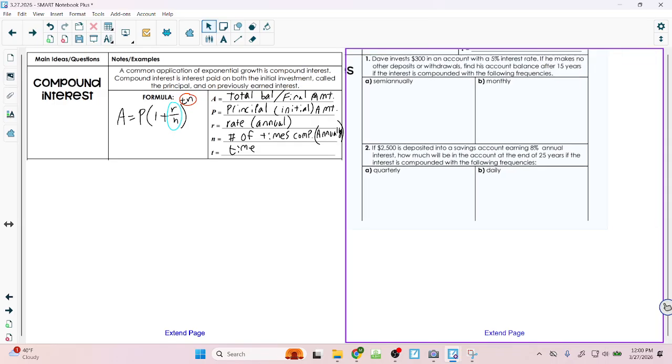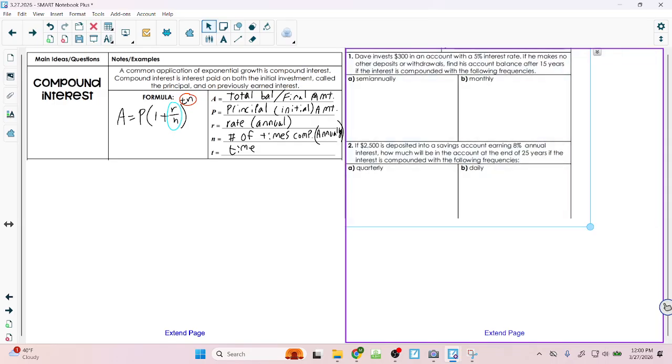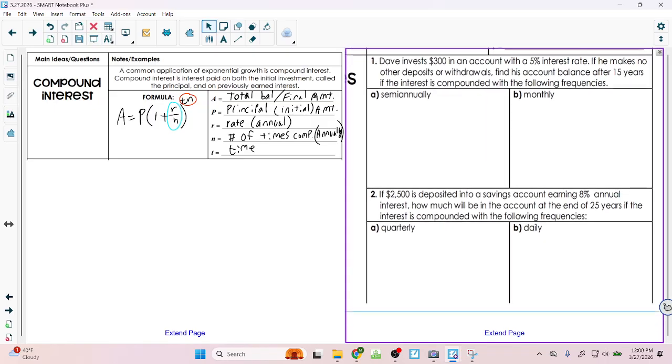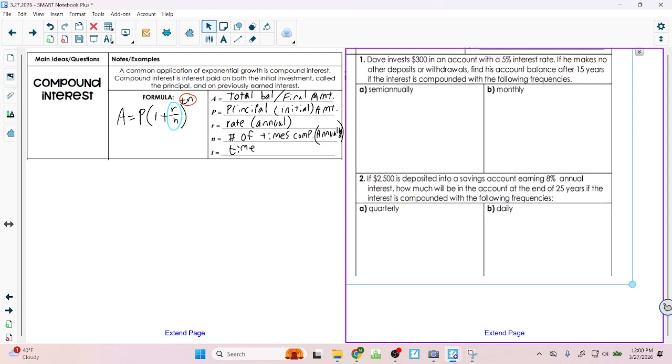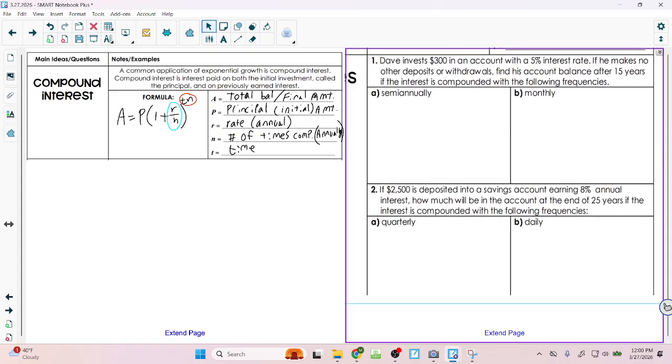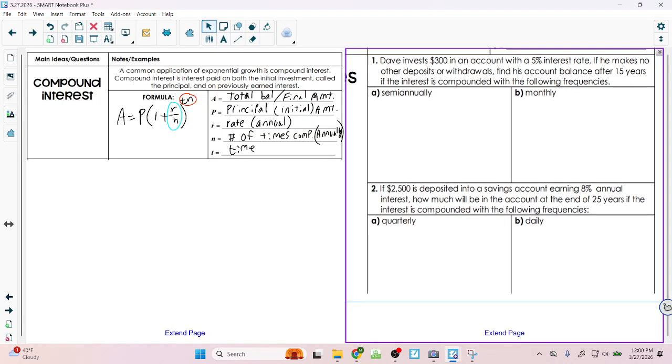Let's talk about Dave. He's investing in an account that has a 5% interest rate. Semi-annually, we're going to have this 5% interest rate. So let's just start it off. The amount of this is going to be $300, right? And now he's investing the money, so it's 1 plus something. Now it's a 5% interest rate, so let's think about this without the formula.